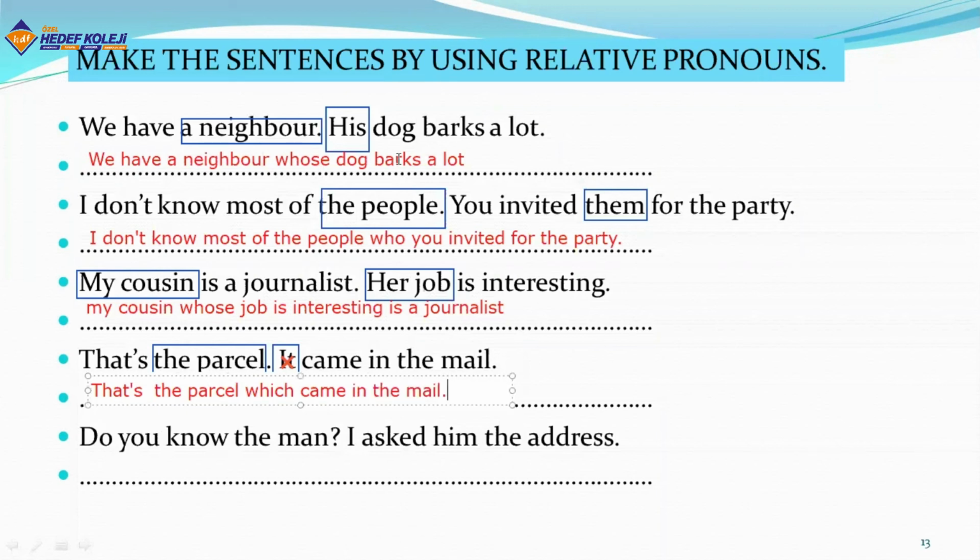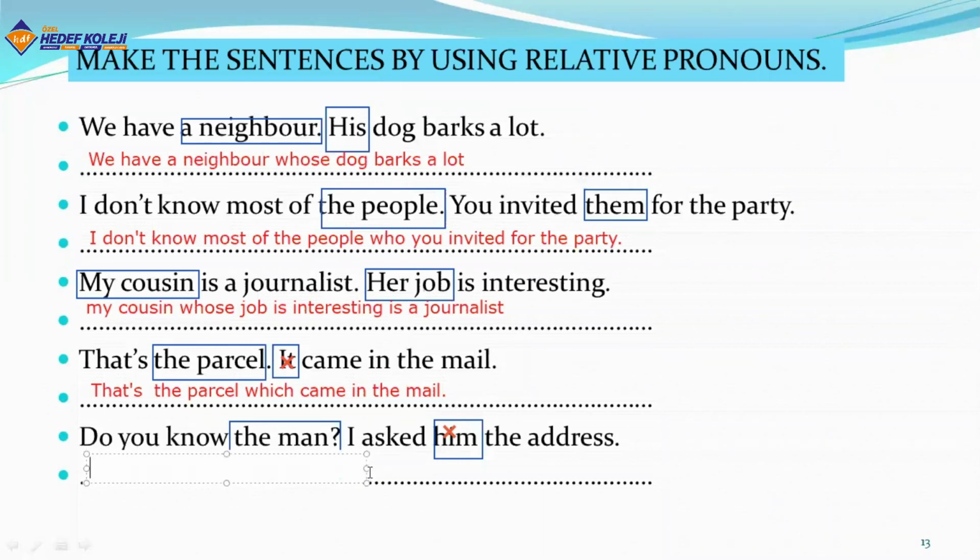Okay. Do you know the man? I asked him the address. The man and him. So I can eliminate the next one and I can say with the relative clause, do you know the man whom I asked the address?